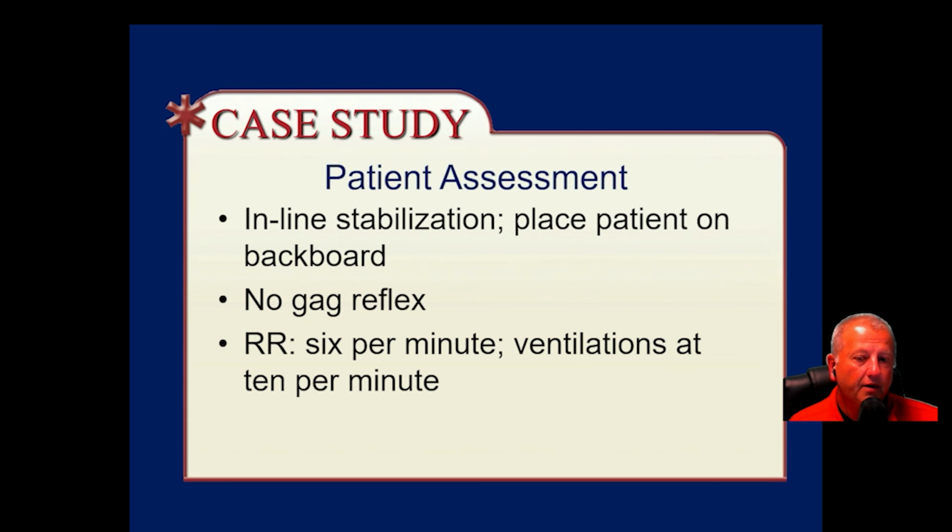All right, so we're going to do inline C-spine stabilization because we don't know what happened. He could have gotten into a fight. He could have a cervical spine injury. We don't know. He has no gag reflex, so can we put an oral airway in? Yes, we can. This guy's breathing 6 times per minute. Ventilation's at 10 per minute.